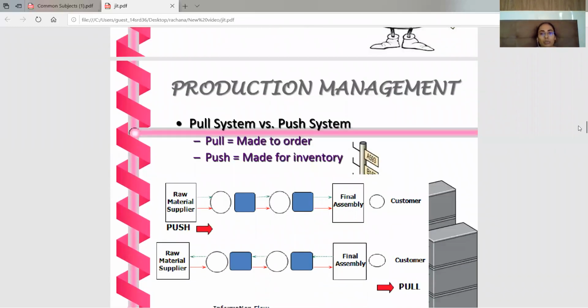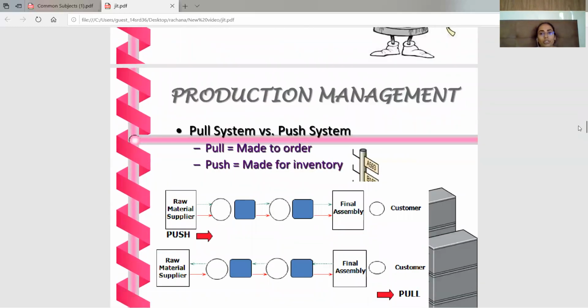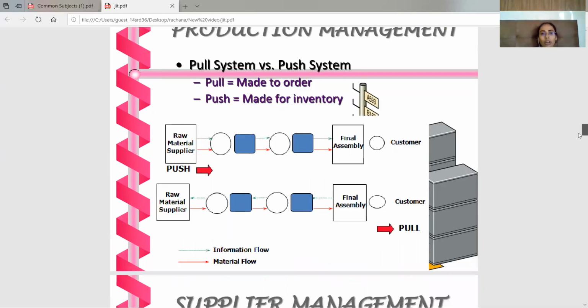The second principle is production management. In production there are two systems: one is the pull system, the second is the push system. Pull system is when production is made to order, and in push, you produce in bulk and supply to the market. In JIT, the pull system is considered the best system for production, so that you do not remain idle in terms of employees or resources.